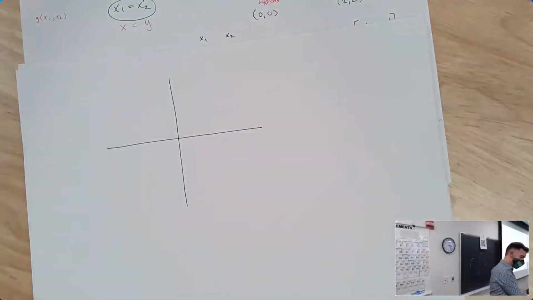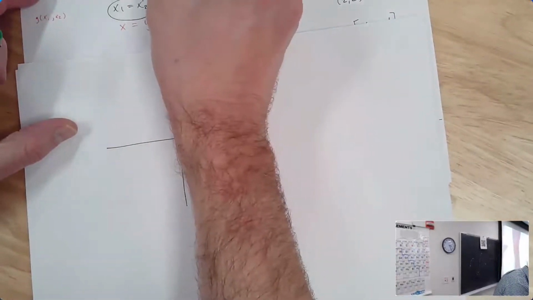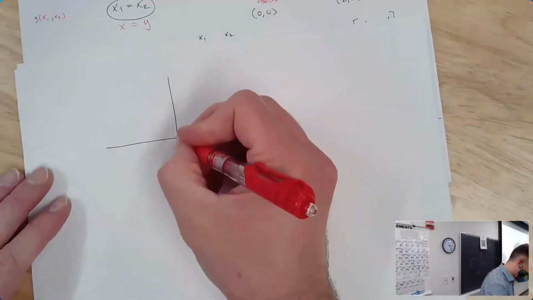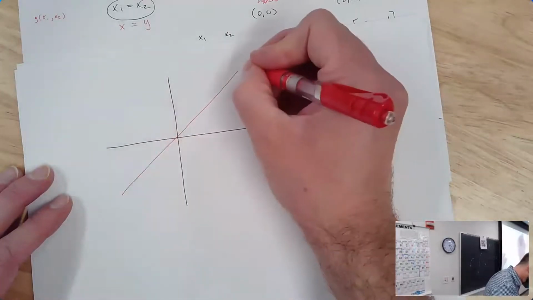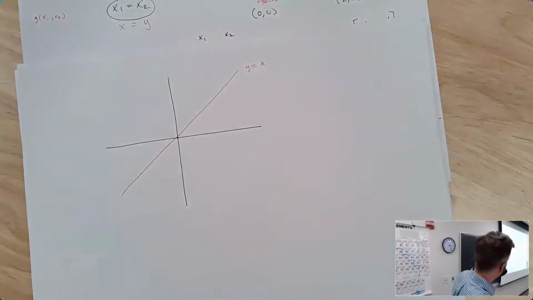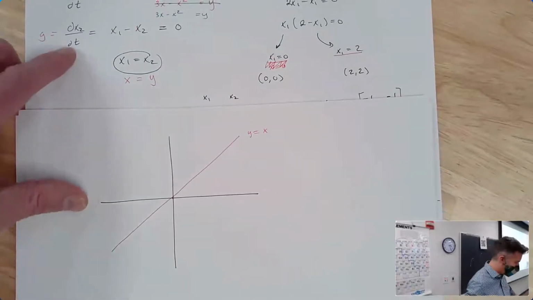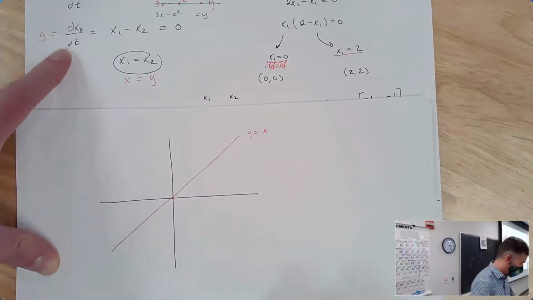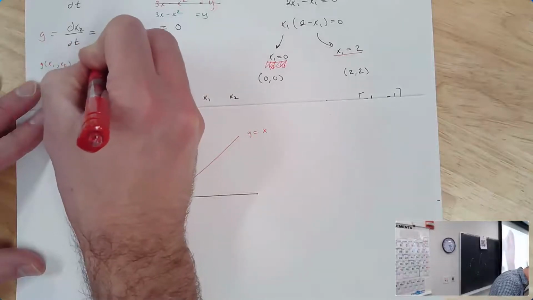Let's use a different color, let's do this one in green, just so we can differentiate. So here's my null cline, y equals x. And on this null cline, what do we know is true? Well, on this null cline, we know that dx2/dt is equal to 0. Or if we're thinking of x2 as y, dy/dt is equal to 0.